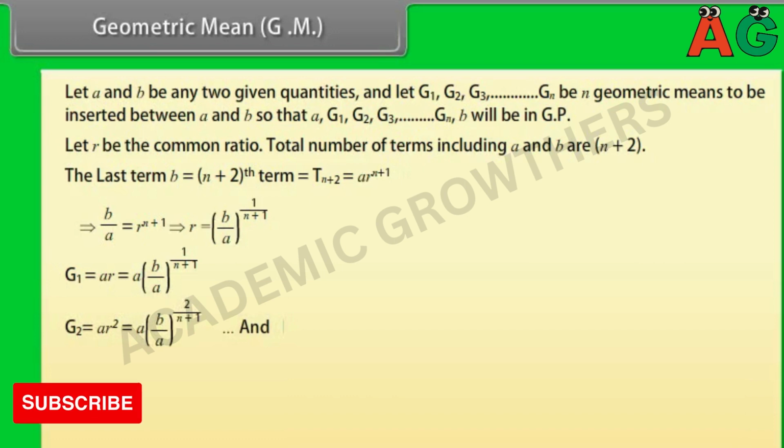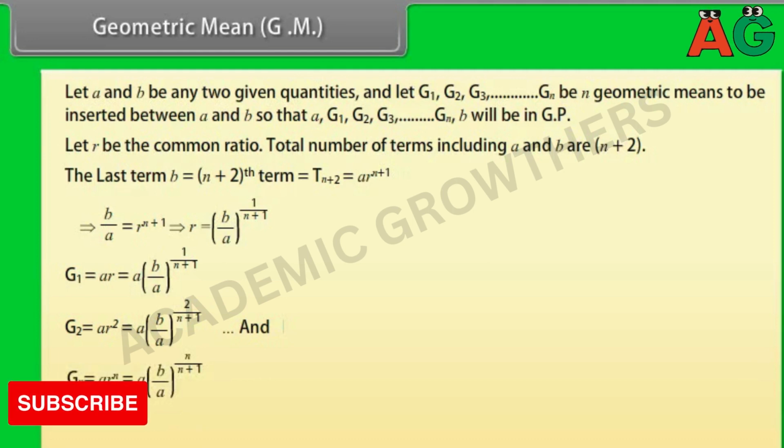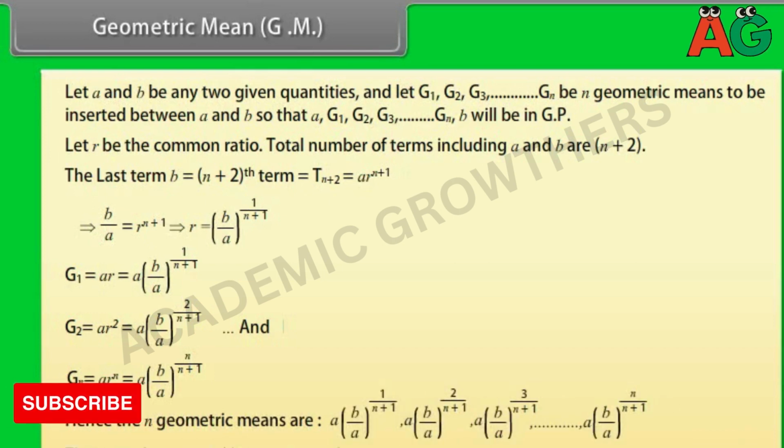G2 is equal to a into r square is equal to a into (b by a) raised to power 2 by n plus 1. So on. And Gn is equal to a into r raised to the power n is equal to a into (b by a) raised to power n by n plus 1. Hence, the n geometric means are as given. These can be inserted between a and b.